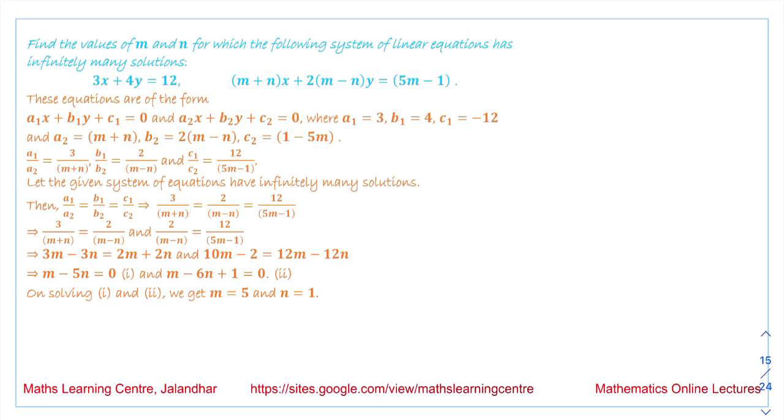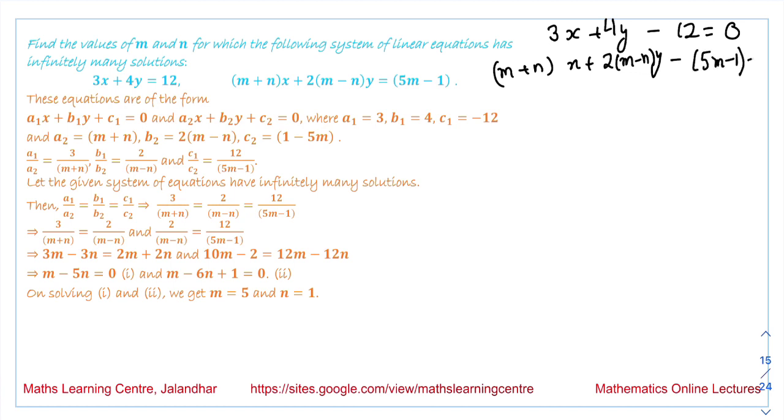So now over here these equations are 3x + 4y - 12 = 0 and (m + n)x + 2(m - n)y - 5m - 1 = 0. Again, we are given that this system should have infinite solutions. So the condition is a1/a2 should be equal to b1/b2 should be equal to c1/c2.